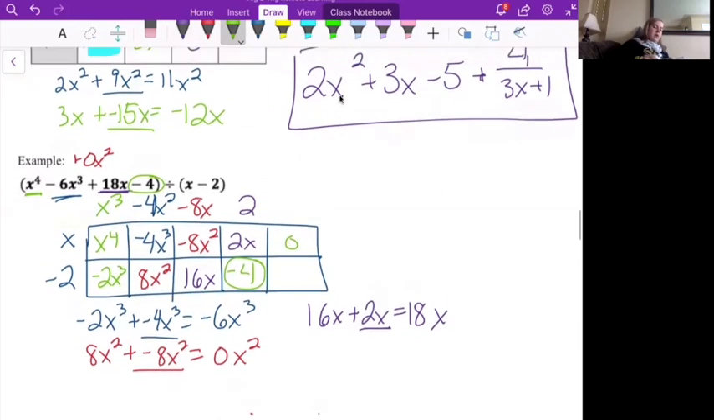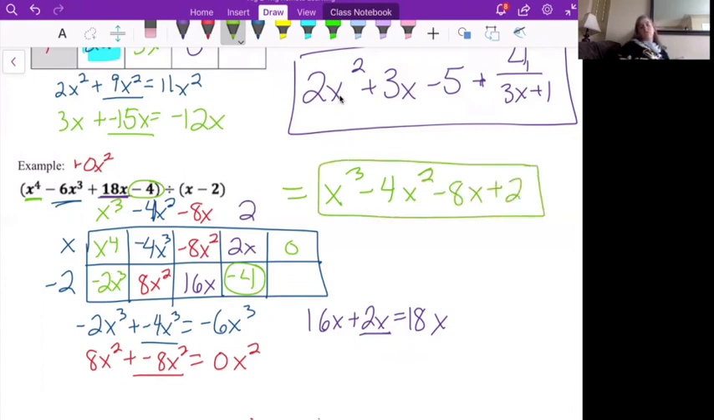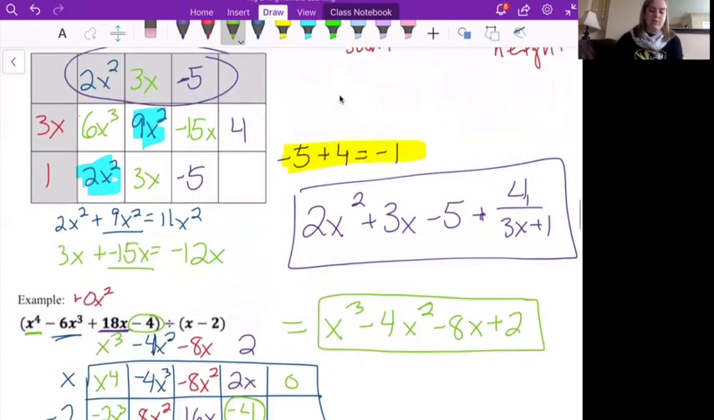And so x to the 4th minus 6x cubed plus 18x minus 4 divided by x minus 2 equals, so this is just going to be our length factor of x cubed minus 4x squared minus 8x plus 2. So if there isn't a remainder, we don't have to write it, obviously. But if there is a remainder, we want to write it like we did in the previous example.